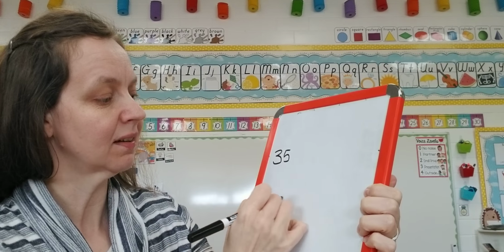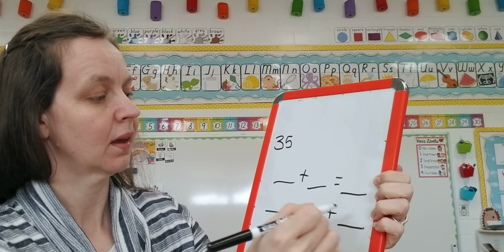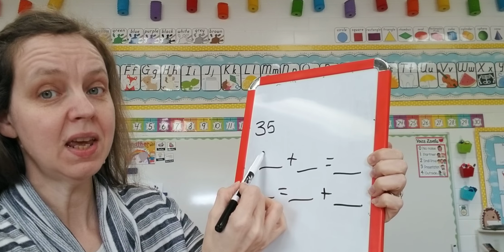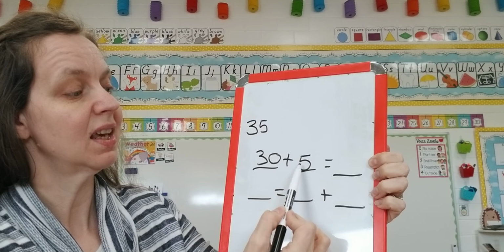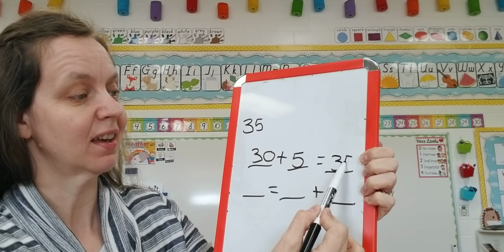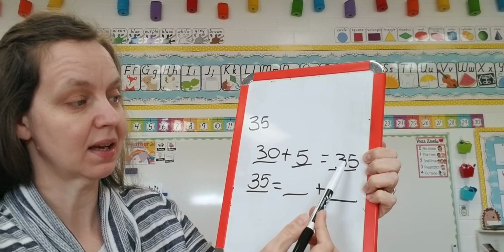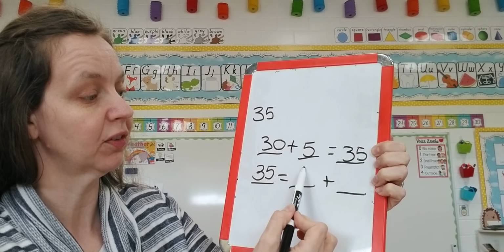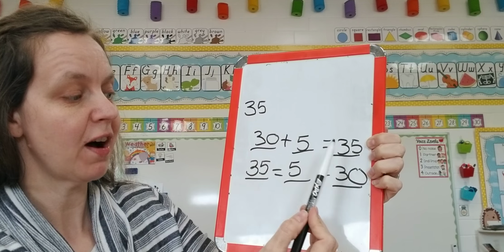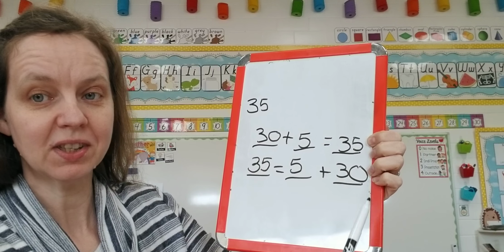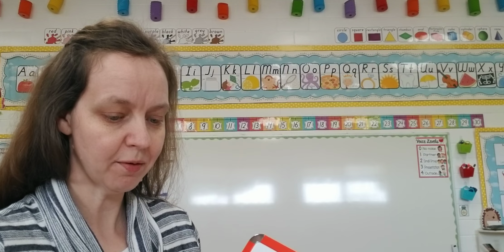35 is 3 tens, so I'm going to put 30, plus 5 ones equals 35. Now I'm going to switch it around. I'm going to put the 35 here because we're going to write it exactly backwards. 35 equals 5 plus 30. 30 plus 5 equals 35. 35 equals 5 plus 30. It can be written both ways. Good job. Let's do a couple more together before we do our paper.